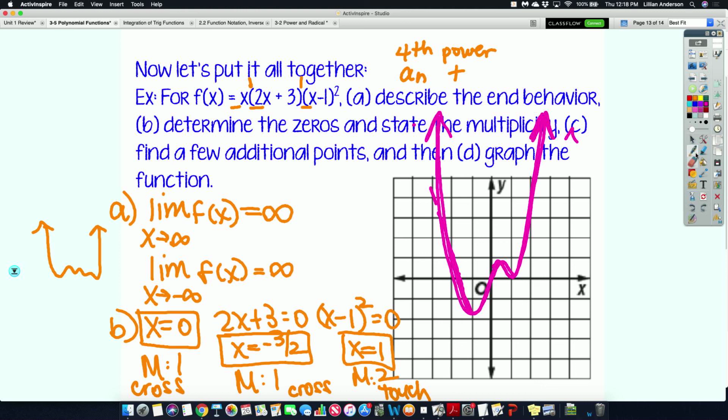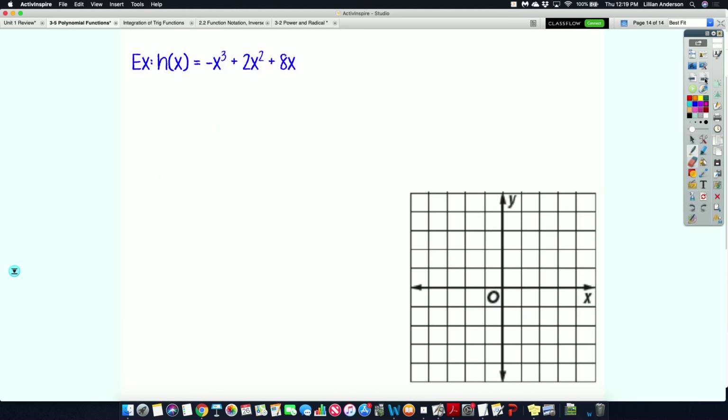But the main thing is determine your end behavior so you know what's happening at the ends. Find your zeros. Determine if it crosses or touches. And then go from left to right based off of whether you cross or touch that x-intercept. And everything's always hard when you do it the first time. That's why you got to do it multiple times to get good at it. Let's take a look at this one.